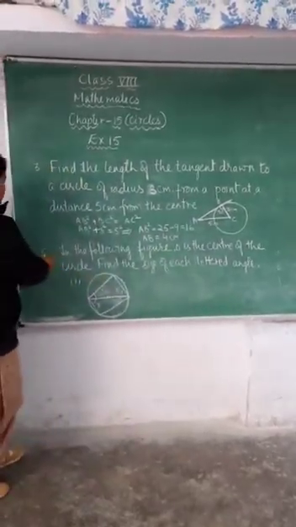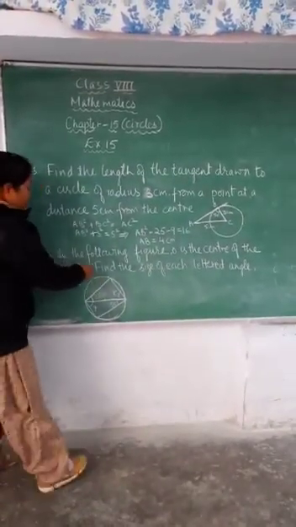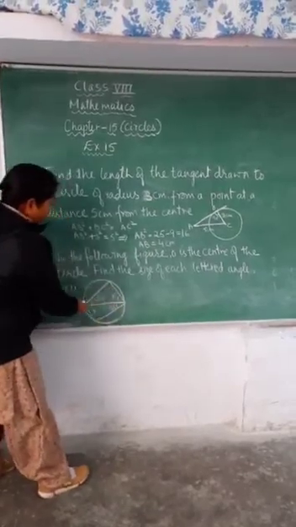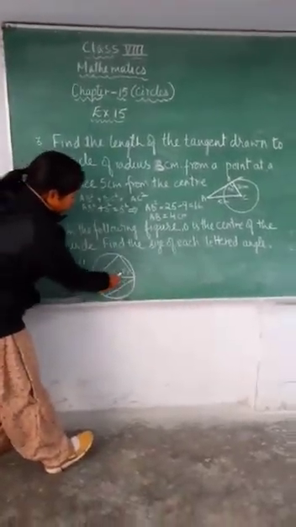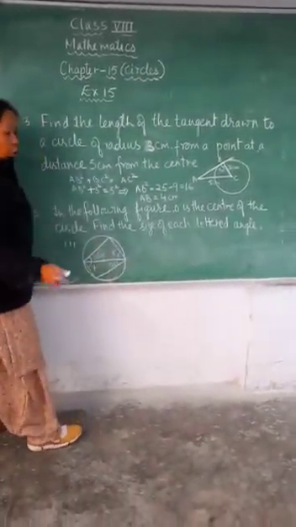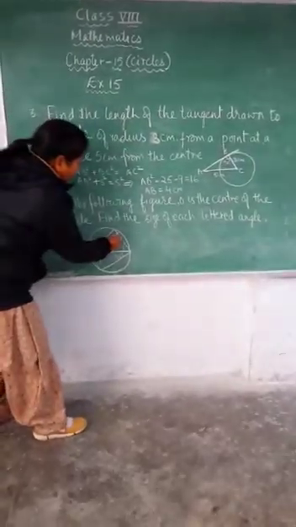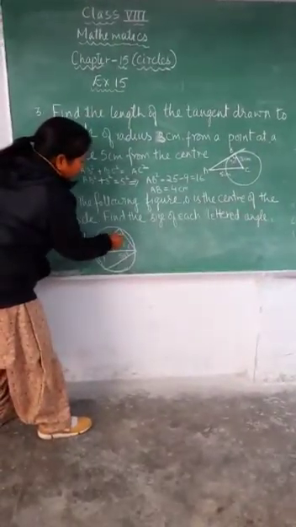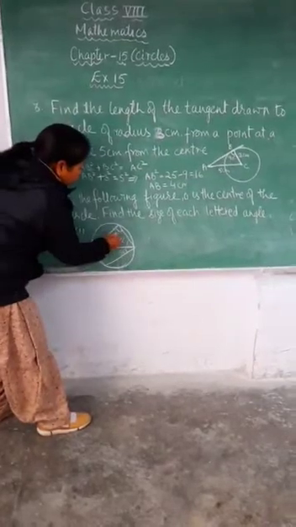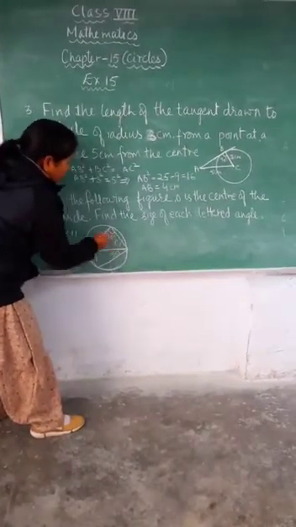Now I am taking question number 5. In this, the diagram is given. You have to find out the value of these lettered angles. As I told you, the angle formed in a semicircle is always equal to 90 degrees. So this will be equal to 90 degrees.